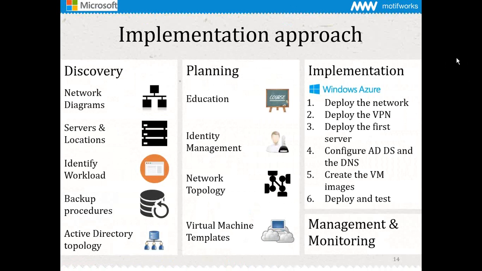So the implementation starts with deploying a network. You create an affinity group, and you create a virtual network, deploy the VPN, deploy your first server, and configure your Active Directory and virtual machine images, and finally you deploy and test. The last step is management and monitoring, which is a topic for a separate webinar in itself, as I said.